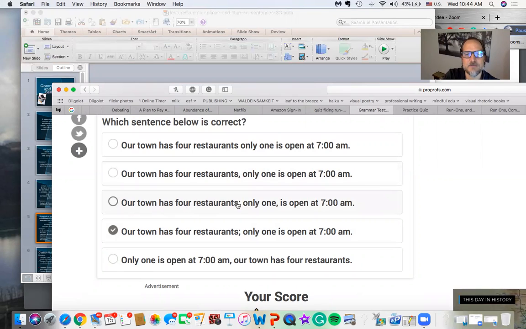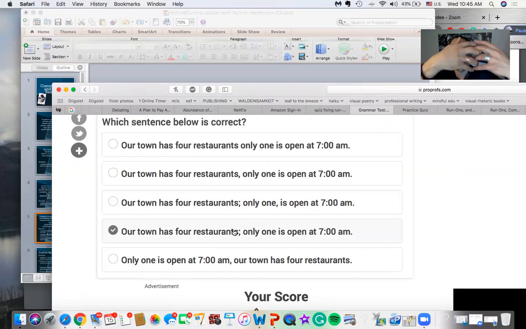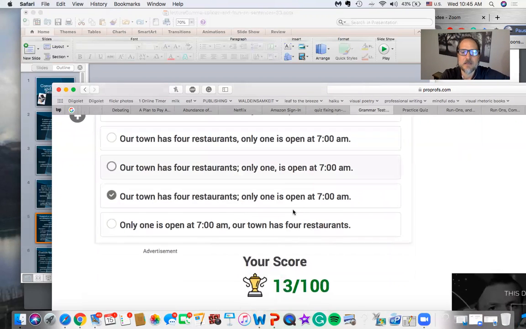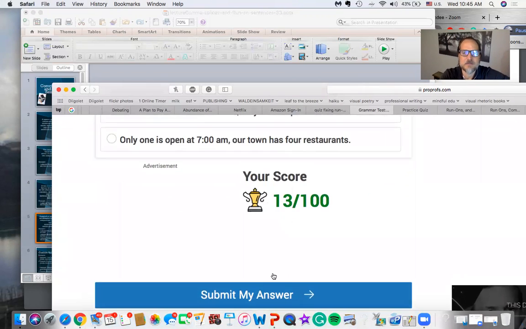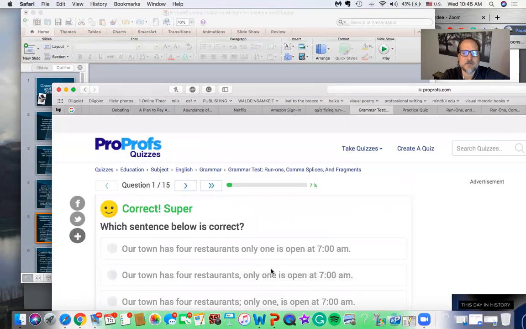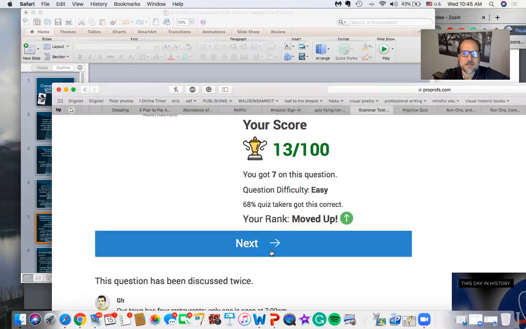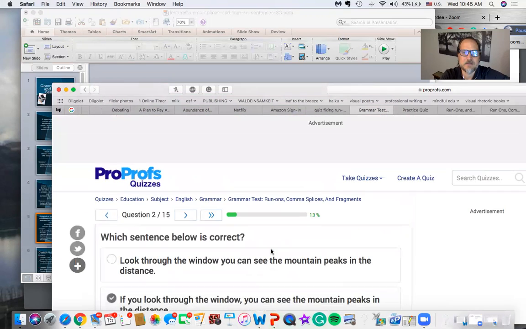Our town has 4 restaurants; only one, comma, is open at 7 a.m. Fools you again because it inserts an extra comma. This is the correct one. Our town has 4 restaurants; let's pull on that idea. Only one is open at 7 a.m. Cool. Ta-da! And we submit our answer, and yes, correct, super, wonderful. Yes, I'm so smart. Yeah.